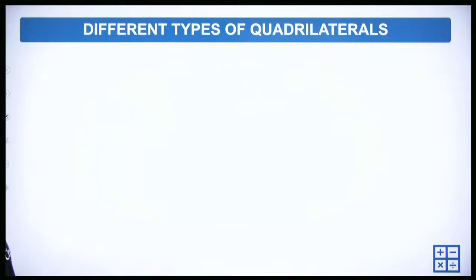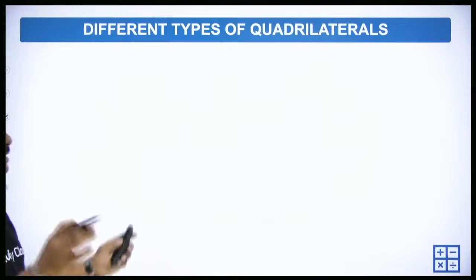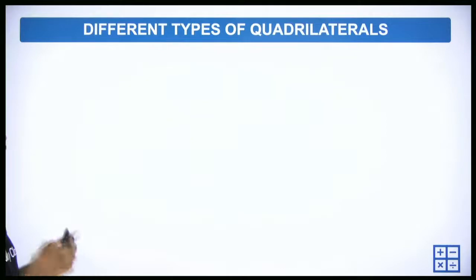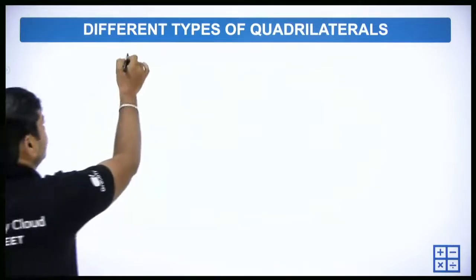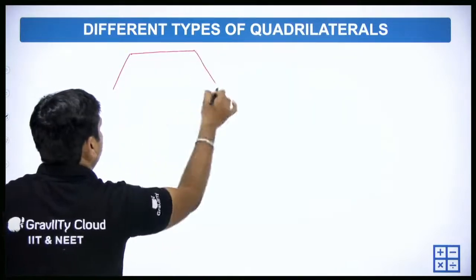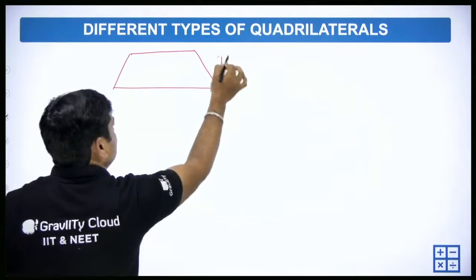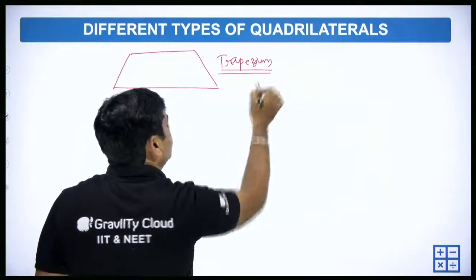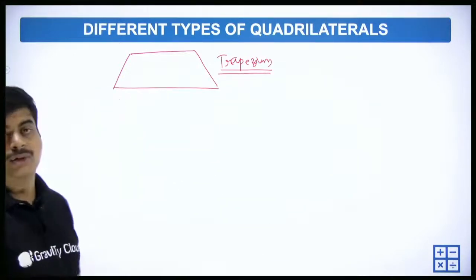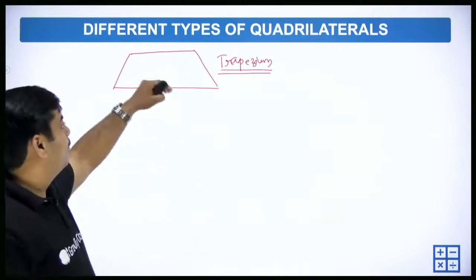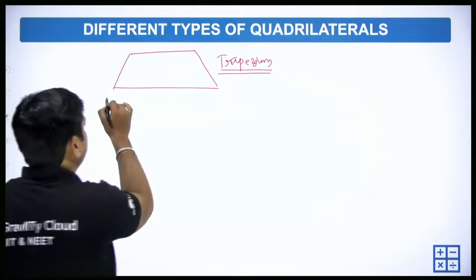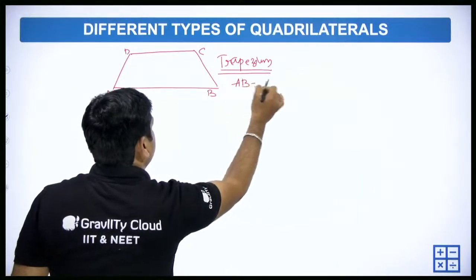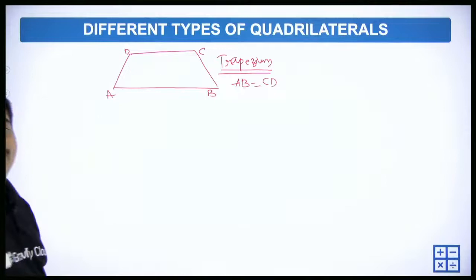Let's discuss once again all the quadrilaterals that we have covered in today's class. The first one is the trapezium. Let me write it down. In a trapezium, only one pair of opposite sides is parallel, not equal, parallel. Let me name it A, B, C, D.